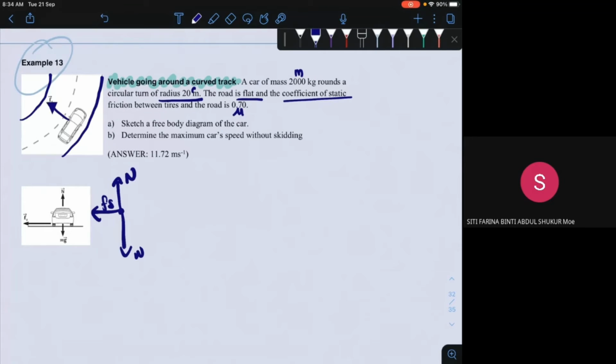Okay, dia kata determine the maximum car speed without skidding. Macam mana nak cari maximum car speed without skidding? Skidding ni apa? No friction.